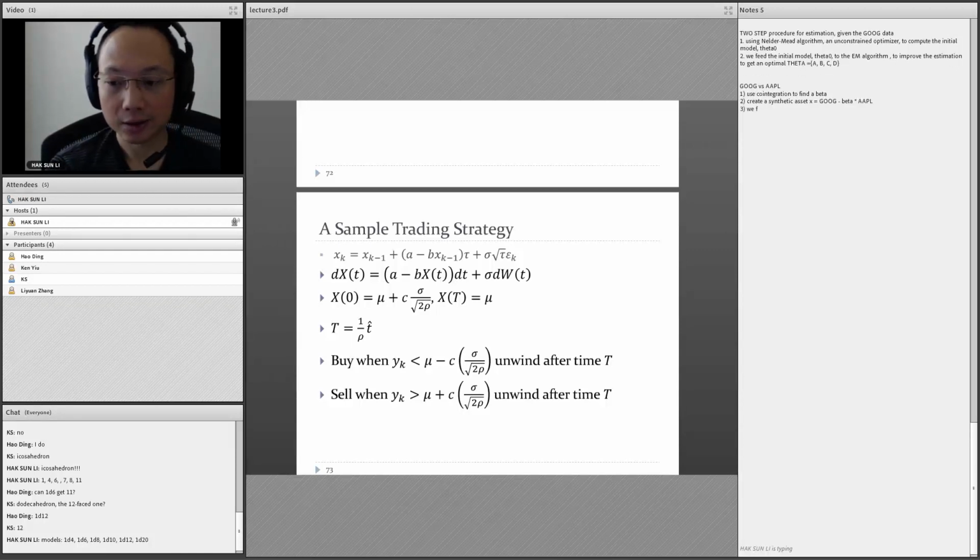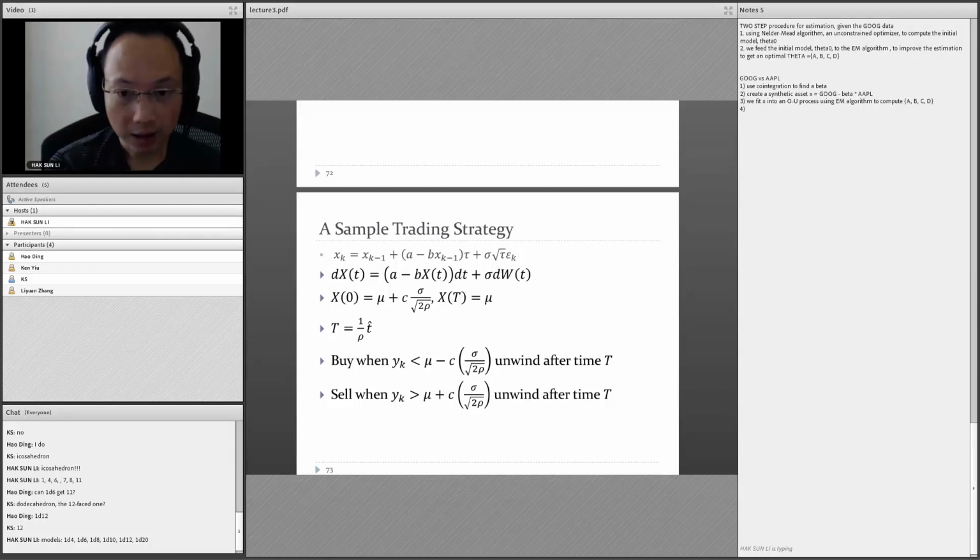And then we fit the synthetic asset into an OU process using the estimation algorithm we just discussed, so using the EM algorithm, to compute the set of parameters required, A, B, C, and D. And then after that, we can compute the first passage time, which is our holding time of a trade position, or of an open position.